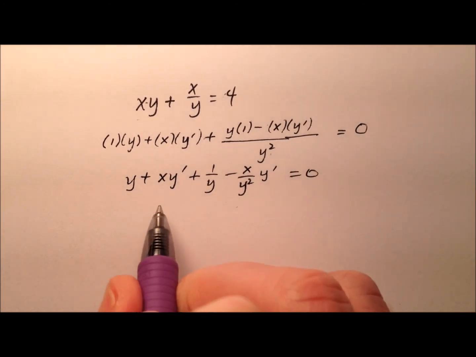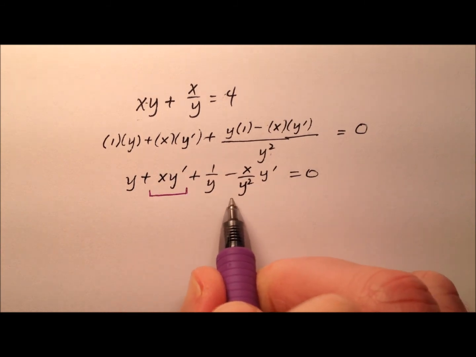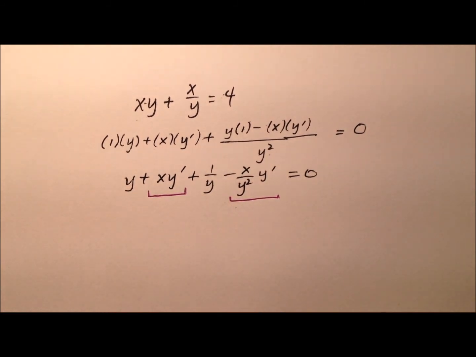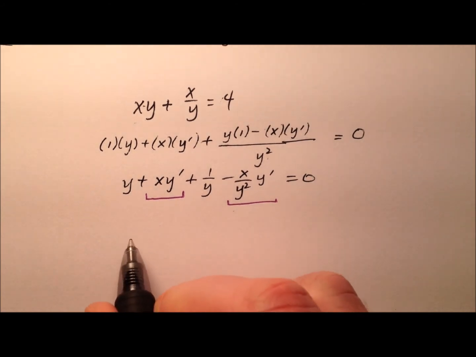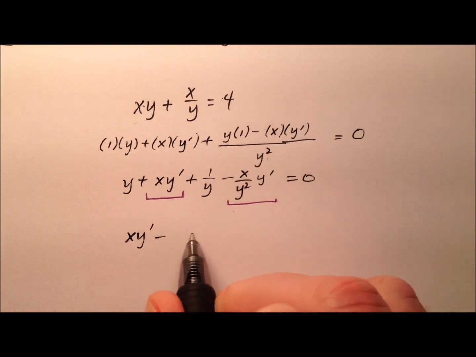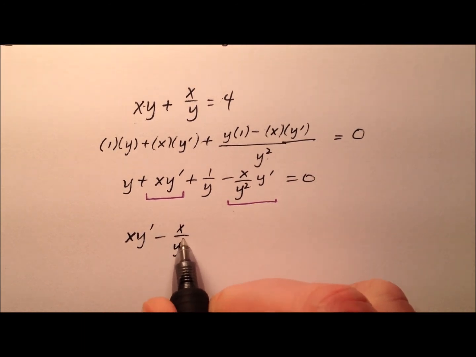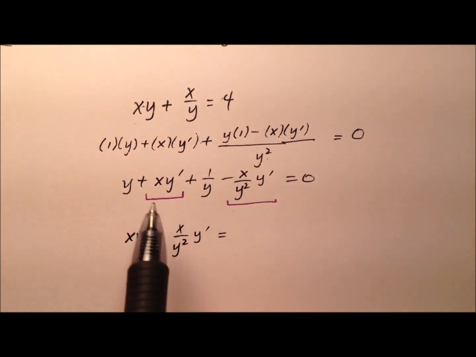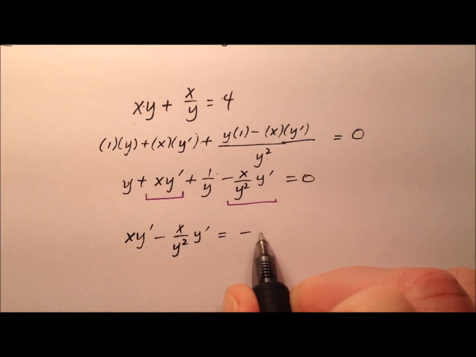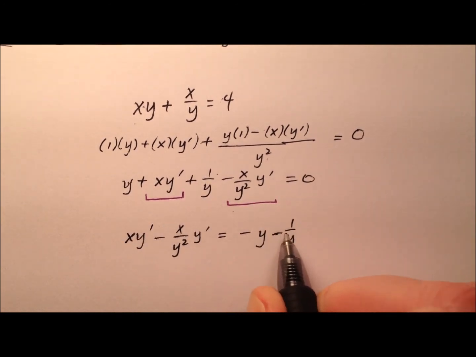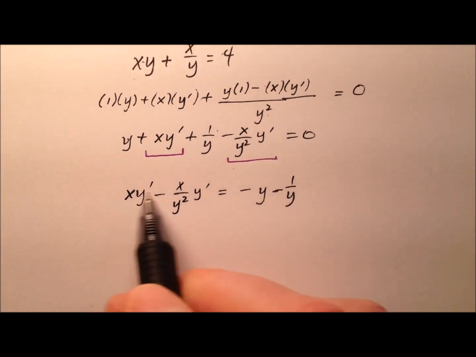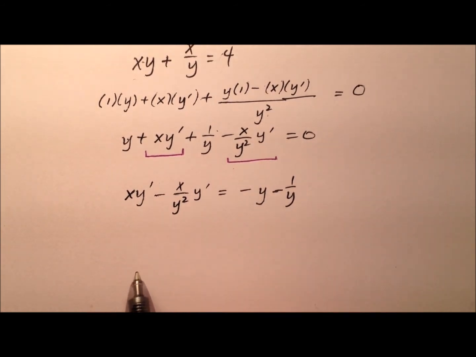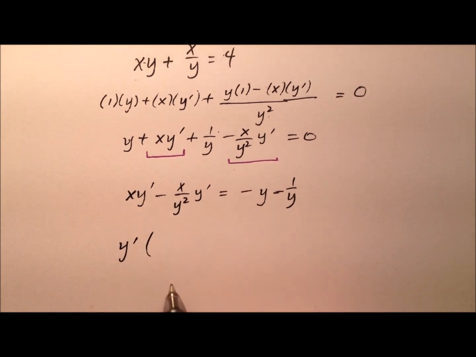So now which terms include a y prime? Well, this one and this one. So those are the terms that we'll need to isolate on one side, and we'll kick everything else off to the other side. So we have xy prime minus x over y squared y prime equals, so we'll say minus y minus 1 over y. Okay? And then the next step, now that we have all these terms in the places we want them, let's go ahead and factor that y prime out.